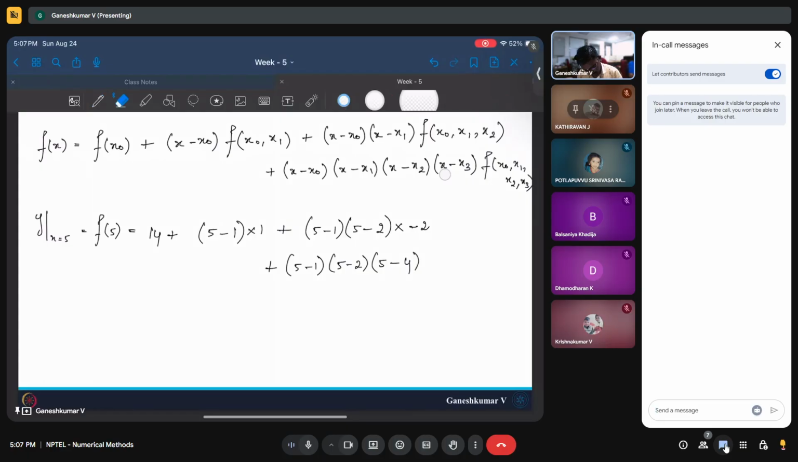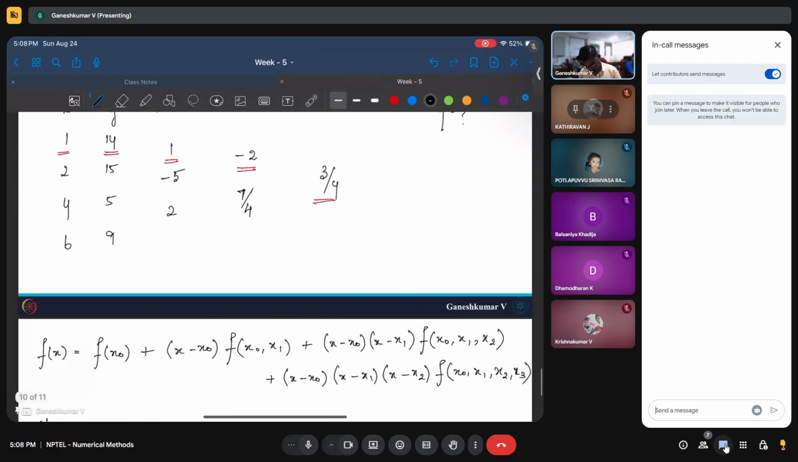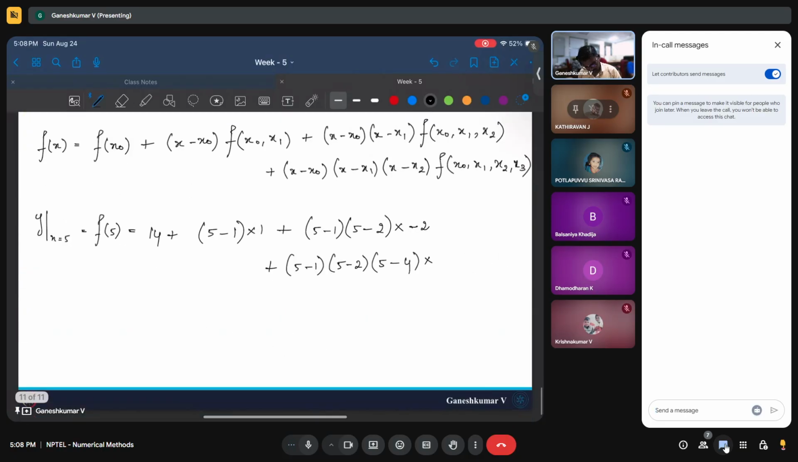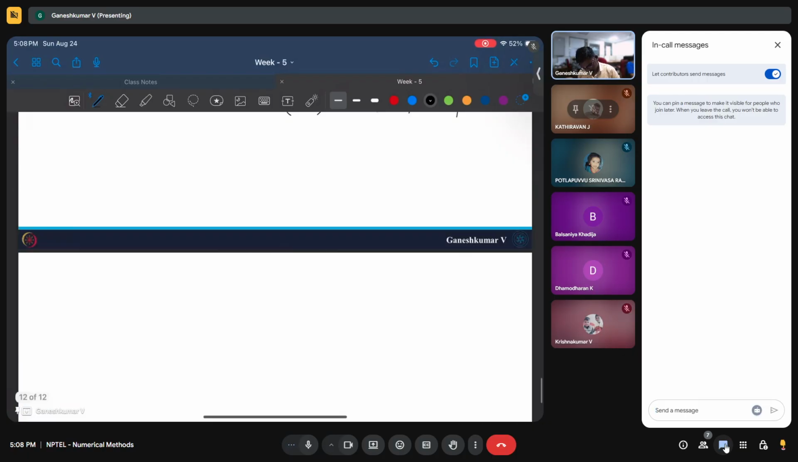I think this should not be there. Because you have till x naught x1, here you have additionally x naught minus x2. Yeah, I think I made a mistake here. So this has to be f of x naught x1 x2 x3. Okay, 5 minus 4, and then into minus 2 and 3 by 4. Okay, that's it. Now you can simplify this.